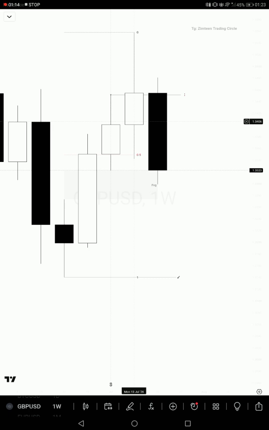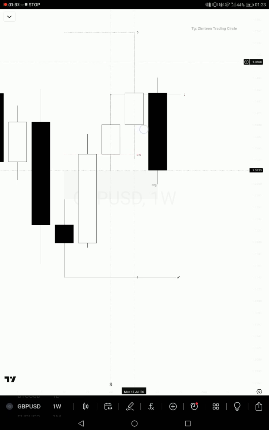Starting with the weekly perspective, week 1 developed a balanced range. Here is week 1 as it developed a balanced range. Week 2 then manipulated the high of our week 1 before closing within it, confirming that the range remained respected.